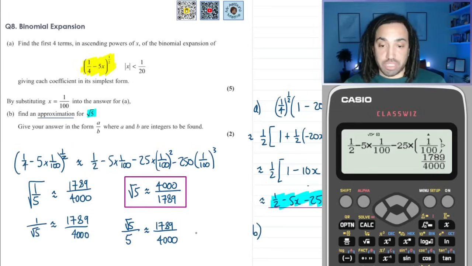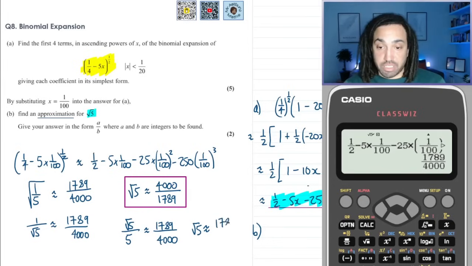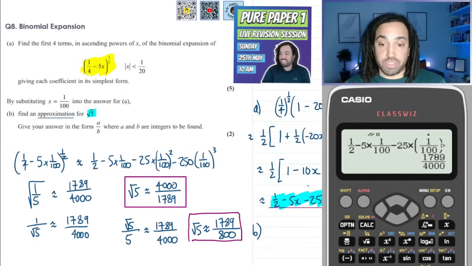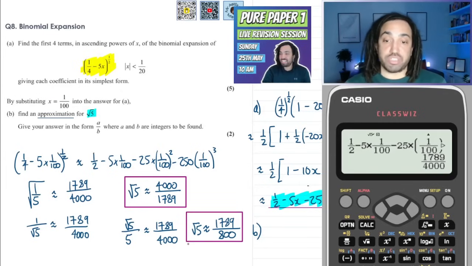So sorry, we should say now that root 5 is approximately equal to, timesing through by 5, we'll keep this the same, but just the denominator will change to 800. Yeah, and that is also a valid answer. So both of these two are valid. Both of these two are correct as good approximations for root 5.